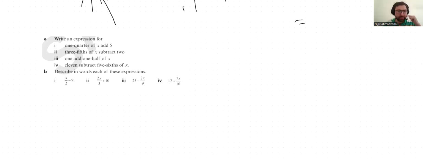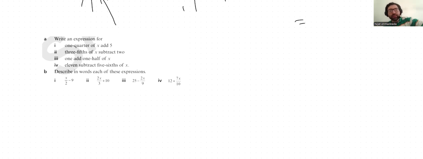What up, guys? We are in question number 2. We've got to write an expression for this stuff. Part B, we're not going to do it because I think it's stupid, like x over 2 minus half of x minus 9. Anyways, so write an expression for those.